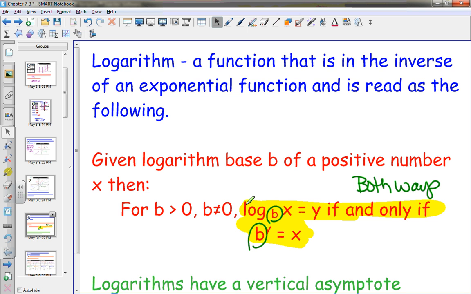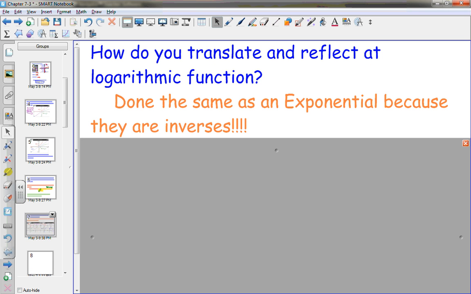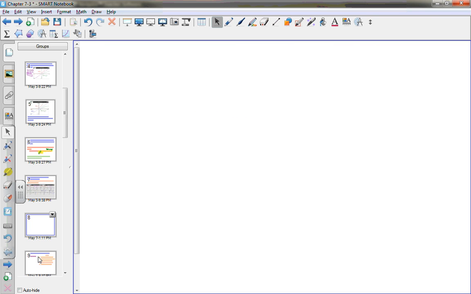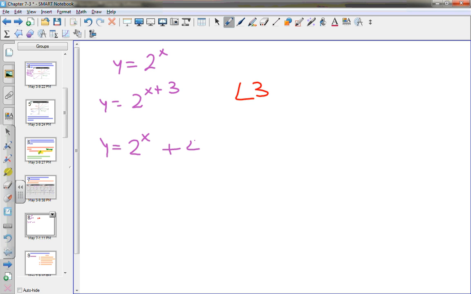However, what's more important is this, translations. Now, let's see if you all remember this. If my parent function is y equals 2 to the x, what happens to this function? It's going to go to the left 3 units. What happens to this function? It's going to go up 4 units. What happens to this function? It's reflected over y.